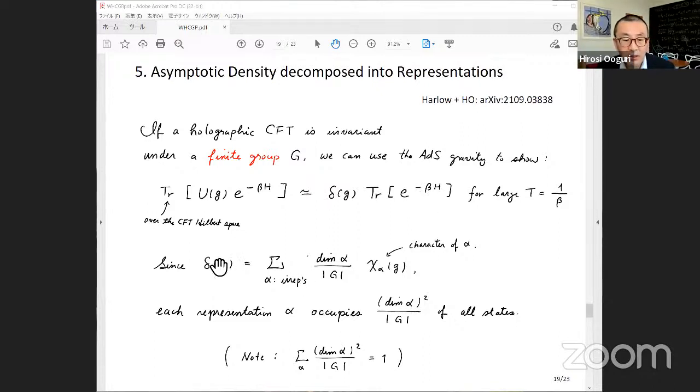Of course, for a finite group, this delta function can be written as a sum over representations of the group multiplied by the character. That means that if you pick a random state at high energy, then the probability that such a state is in the representation alpha is proportional to the square of the dimension of the representation. And since the dimension of the representation has this normalizability property, the denominator is normalized to be the size of the group, the number of elements of the group. So this is the statement. Let me give you a derivation of this statement in the context of holographic conformal field theory.